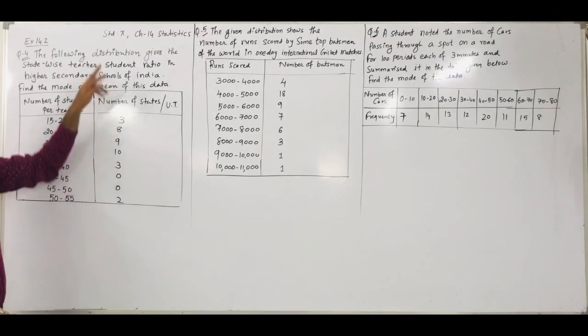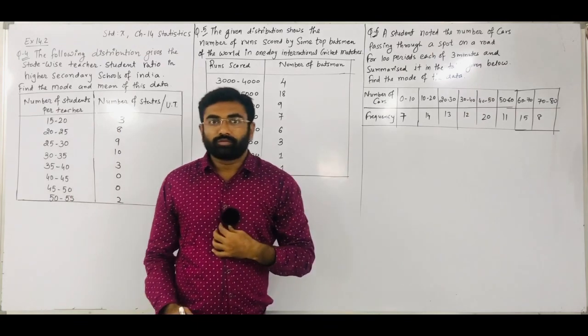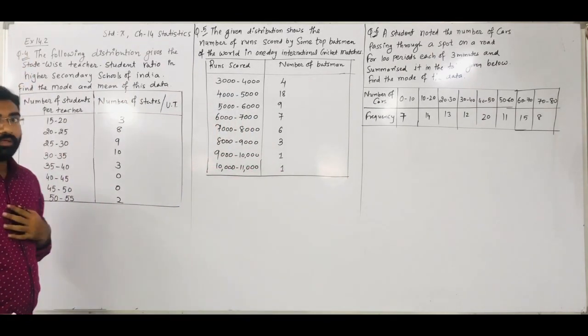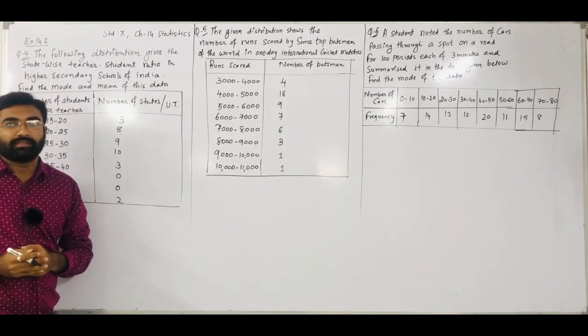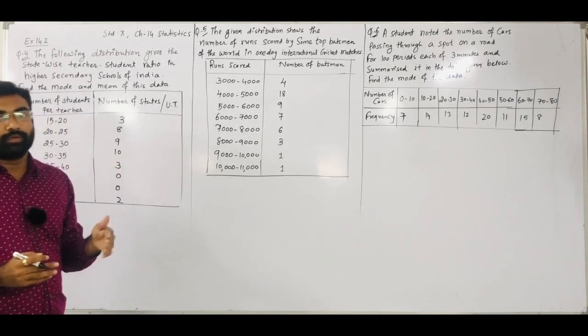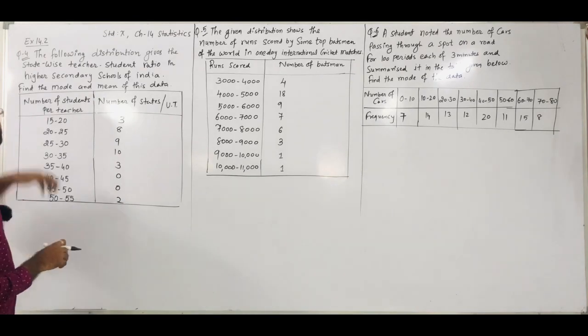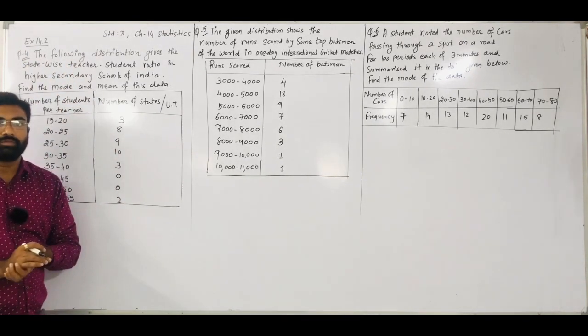Hello students, standard 10 chapter number 14, statistics, in which today we have to solve exercise 14.2 question number 4. In exercise 14.2 we use the formula regarding the mode, and in exercise 14.1 we already discussed the mean regarding sums. So in 14.2, mean and mode regarding sums you have to solve.